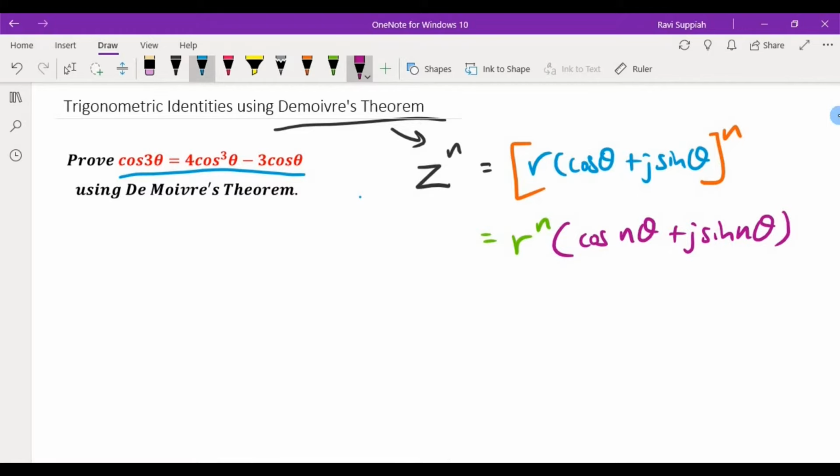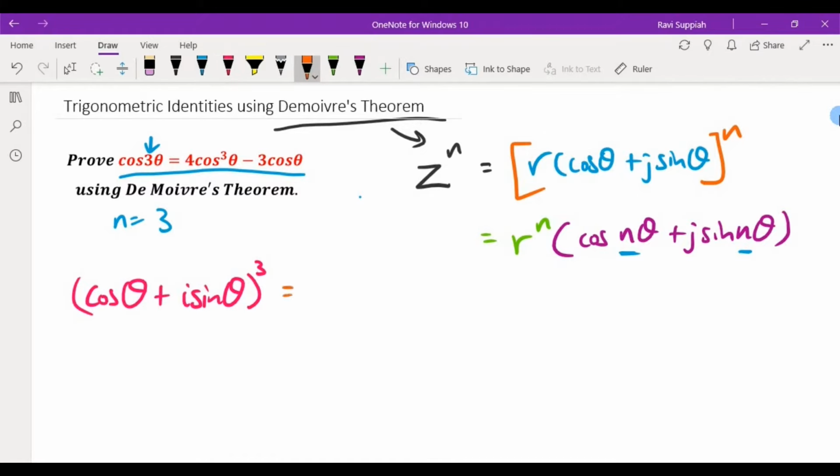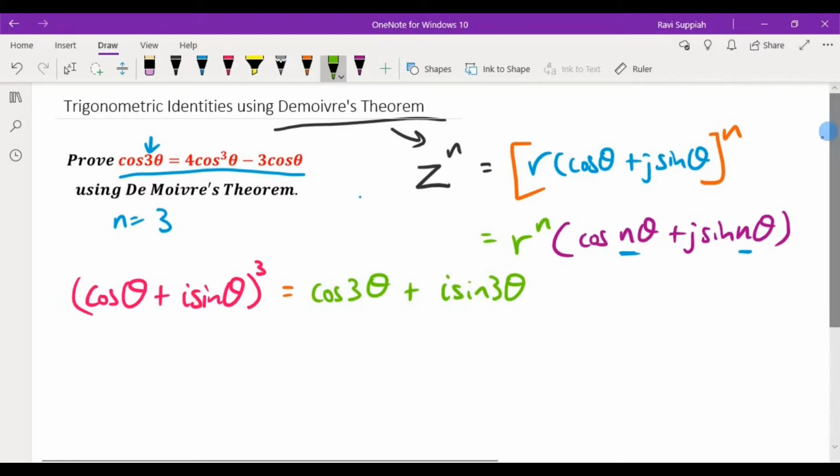So from this observation we can see that n in this case is 3. So we can now write (cos theta plus i sin theta) to the power of 3 equals cos 3 theta plus i sin 3 theta. This is the application of De Moivre's theorem.